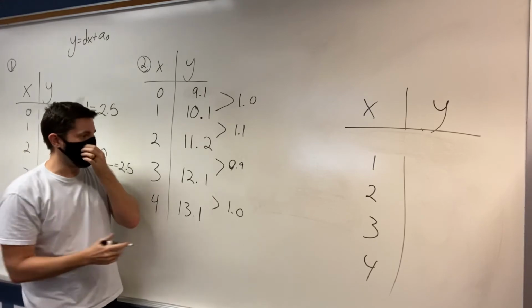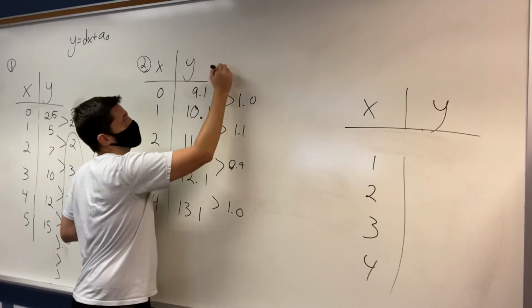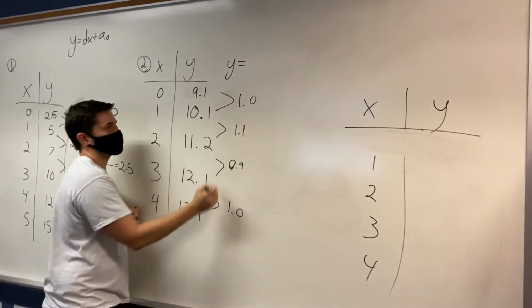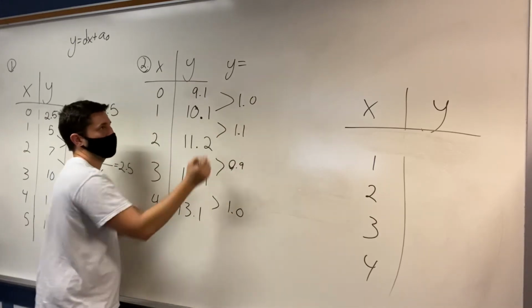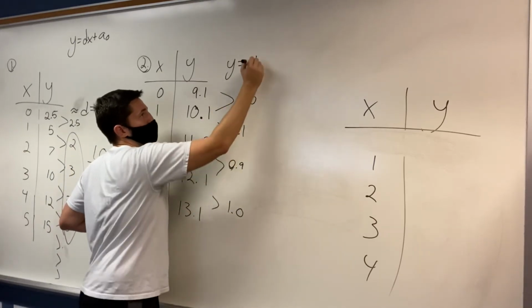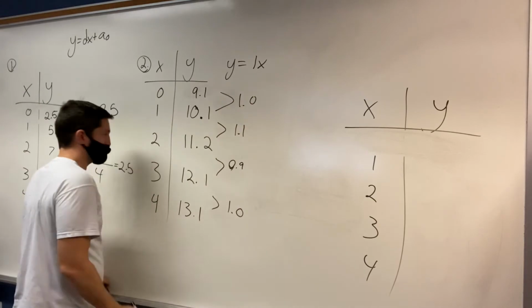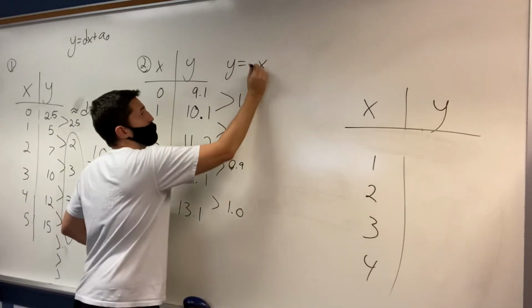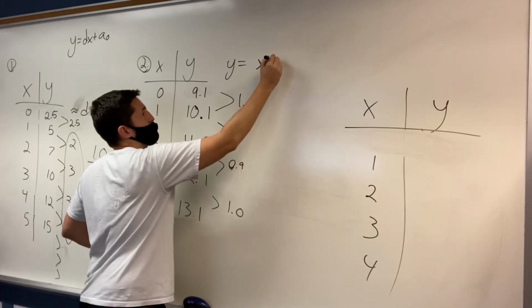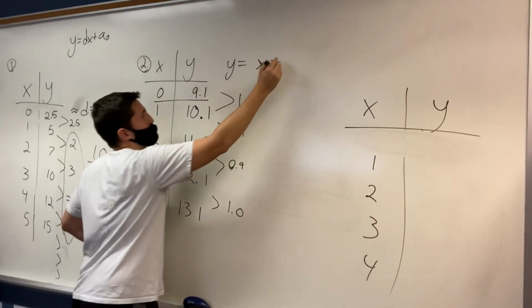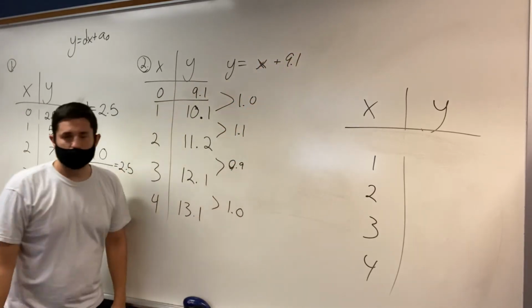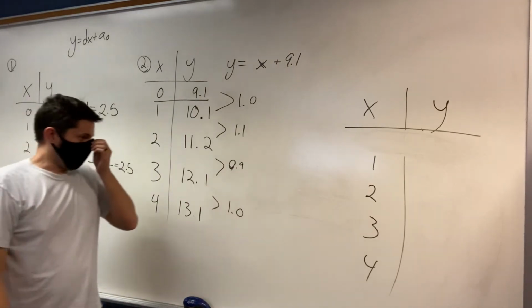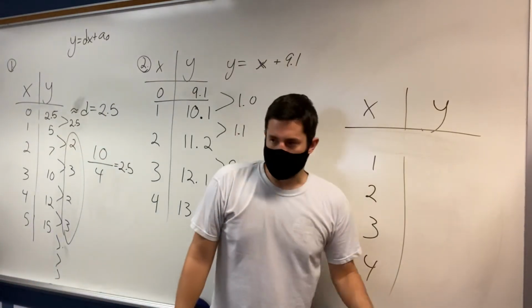So my average, sorry, I remember the equation. Y equals, what was my average difference here? 1, right? So 1x, but that looks silly and weird. So I don't say 1x, you just say what? X. Just say x, yeah, okay, cool. Y equals x, and then plus my a sub 0 was 9.1. Cool, done. Yay.